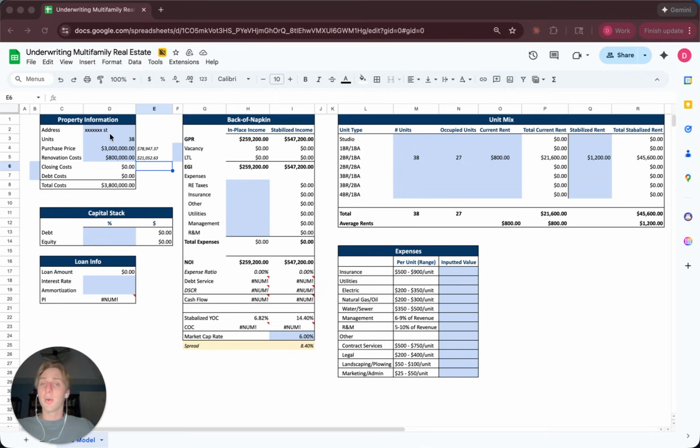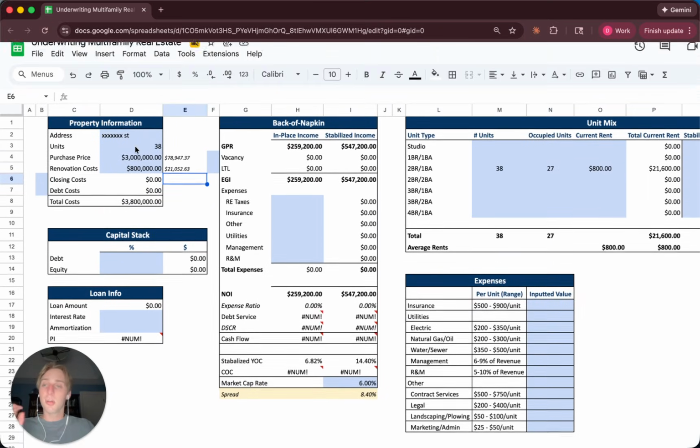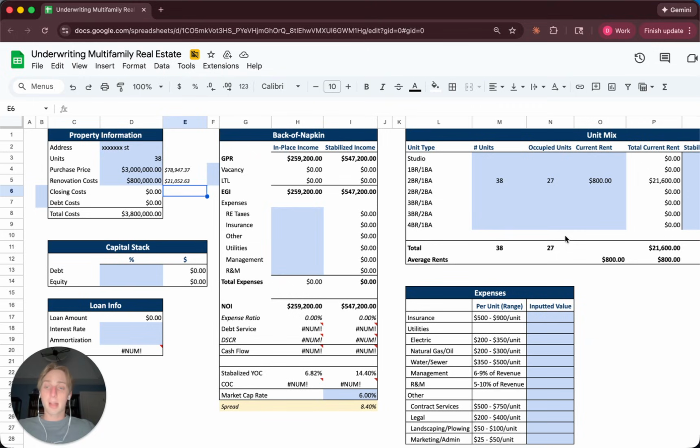So let's run through it, and as you can see, it is a super easy model. The light blue cells are the inputs, and the rest is computations. So we have our address. I blanked it out, but it is a 38 unit property. They are asking for 3 million. That puts us at about 78 grand a unit.